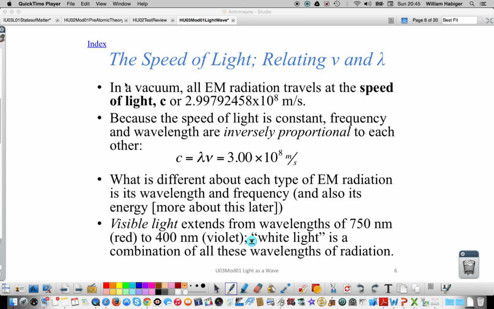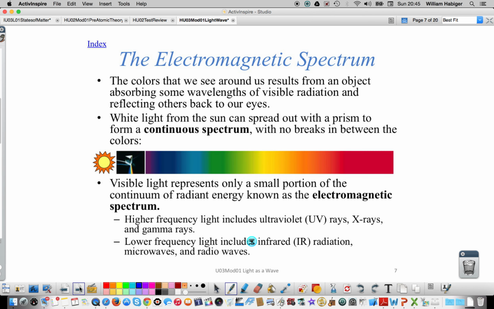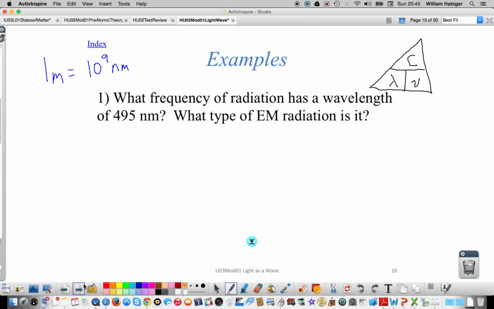Now, normally you assume that the problem is talking about the speed of light in a vacuum, so you use 3.00 times 10 to the 8th meters per second. If it's not, it usually will specify that it's in water or in air or something like that, and they will have to give you the speed of light, or you have to look that up. All right, so let's look at some example problems.